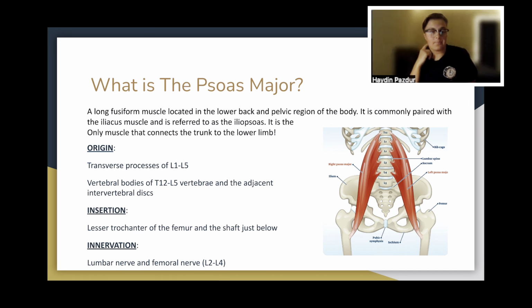Fun fact about that. Now, the psoas major originates on the transverse processes of L1 through L5, and also the vertebral bodies of T12 through L5 vertebra and the adjacent intervertebral discs. It inserts on the lesser trochanter of the femur and the shaft just below it. And the psoas major is innervated by the lumbar nerve and the femoral nerve L2 through L4.